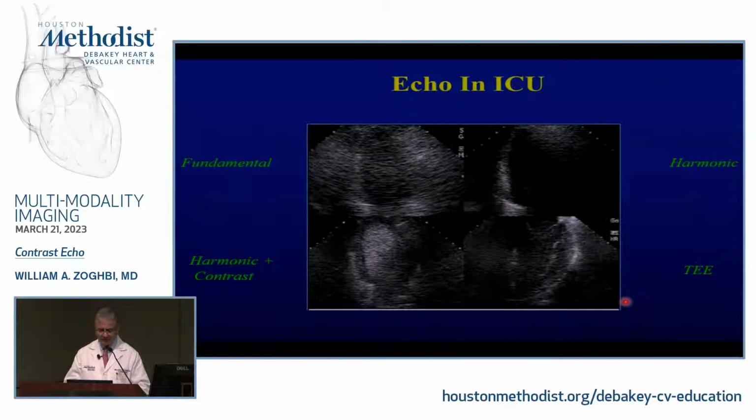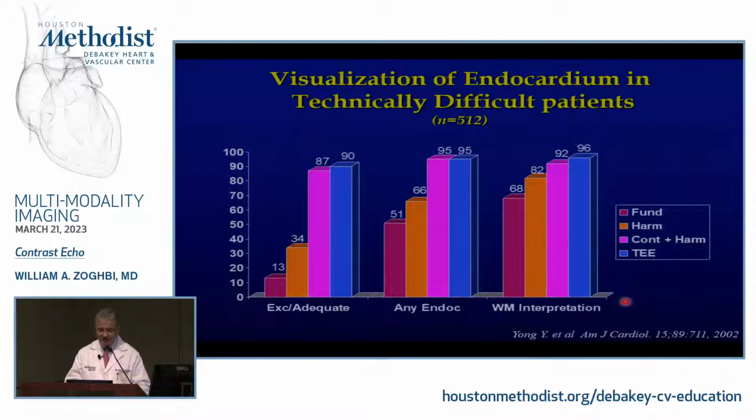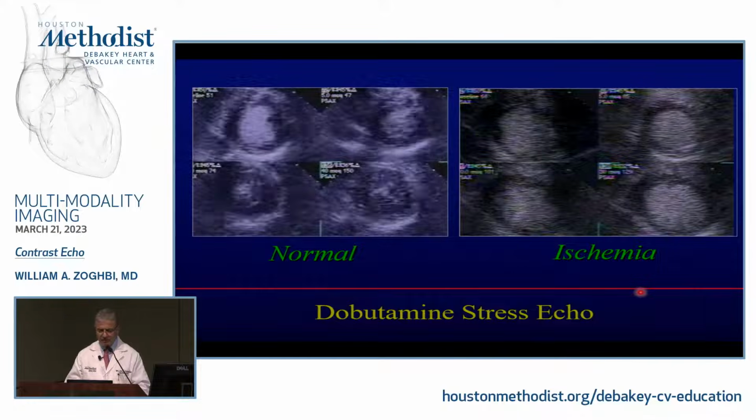This is very important. This is a study we did many years ago with fundamental imaging, harmonic plus contrast versus TEE in the ICU, to tell you about the impact of contrast. That's from Dr. Young, who I think still probably is in Corpus Christi. And you could see that contrast plus harmonic is very similar to transesophageal echocardiography in identifying ventricular function and some regional function of the heart.